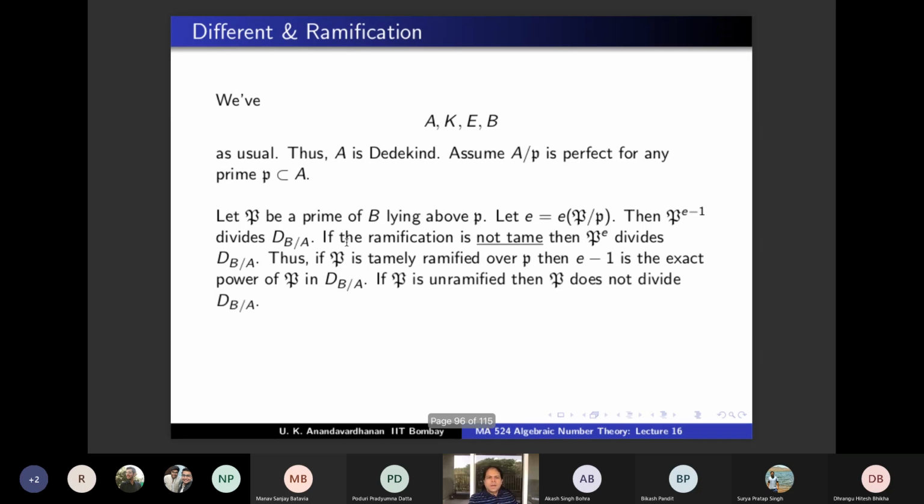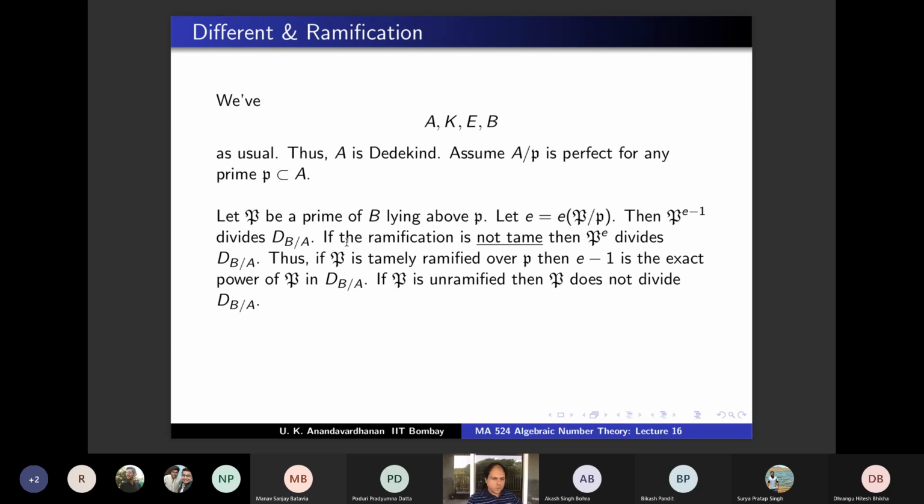Okay. And what happens if P is unramified? Then P does not divide the different. If P is unramified, then it does not divide the different. So this is useful, no? If we have a way of computing the different, then do you agree that ramification is easy to study? For example, whether something is unramified or not, it's clear now, no?